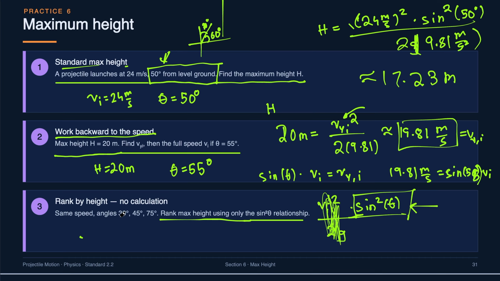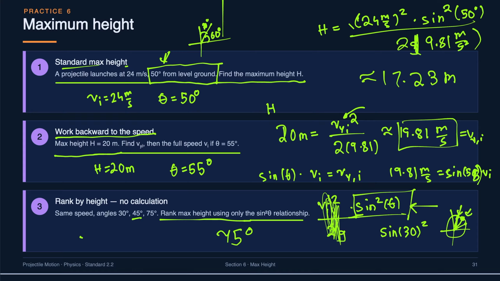Sine squared 30 is what? So sine of 30 squared. Well, sine of 30 is pretty low down here, right? It's pretty low. So I'll rank it as low. Sine of 45 squared is over here, so that will be medium. But sine of 75 is up here, and that's going to have the highest value for sine of theta. So when you square that, it's going to have subsequently the highest value. 75 degrees is the max height.